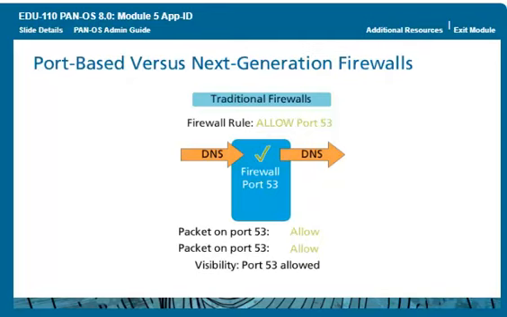On a port-based firewall, DNS would be allowed on port 53, but so would other evasive applications attempting to use port 53, such as BitTorrent in the example here. In such an environment, the network would be completely unprotected.